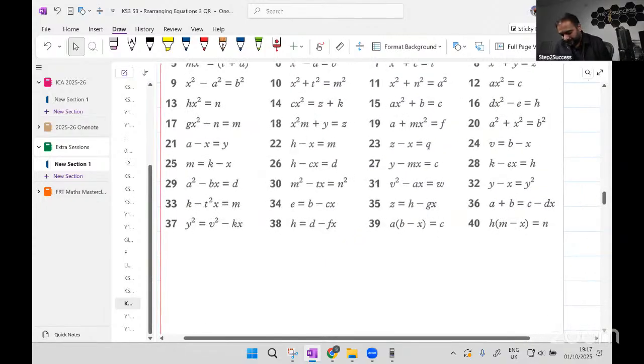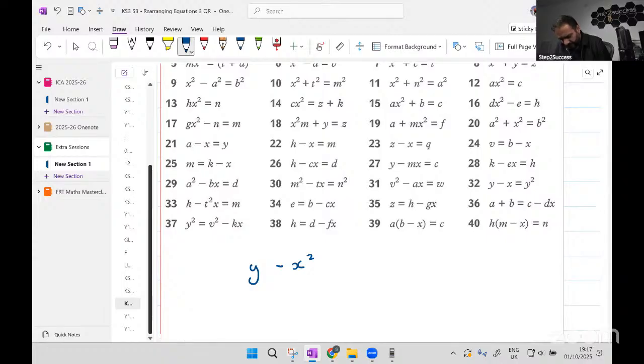So, question 32, which says y minus x equals y squared. If you want to make X the subject, that means get the X by itself on one side. Now, whenever the thing that you're trying to make the subject is a minus, as is the case here, it is usually easiest and important to move it to the other side, because when you move it to the other side, it will become a plus. You add a negative number to the other side. So I'm going to do that.